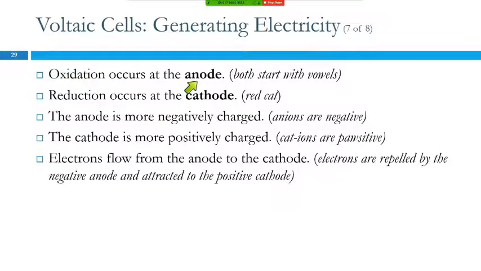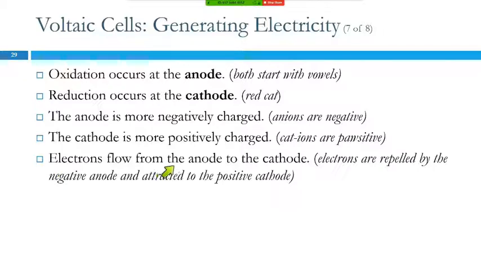Oxidation occurs at the anode. One thing that can help you remember that is both of those words start with vowels. Reduction occurs at the cathode. You can think about a red cat. Reduction, cathode. Those are both consonants. The anode is more negatively charged. Anions are negative. The cathode is more positively charged. Cations are positive.